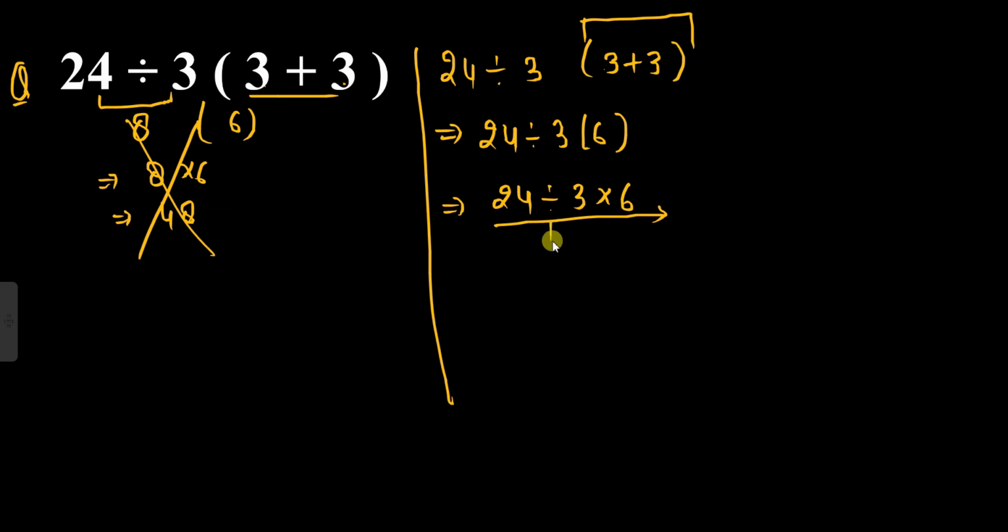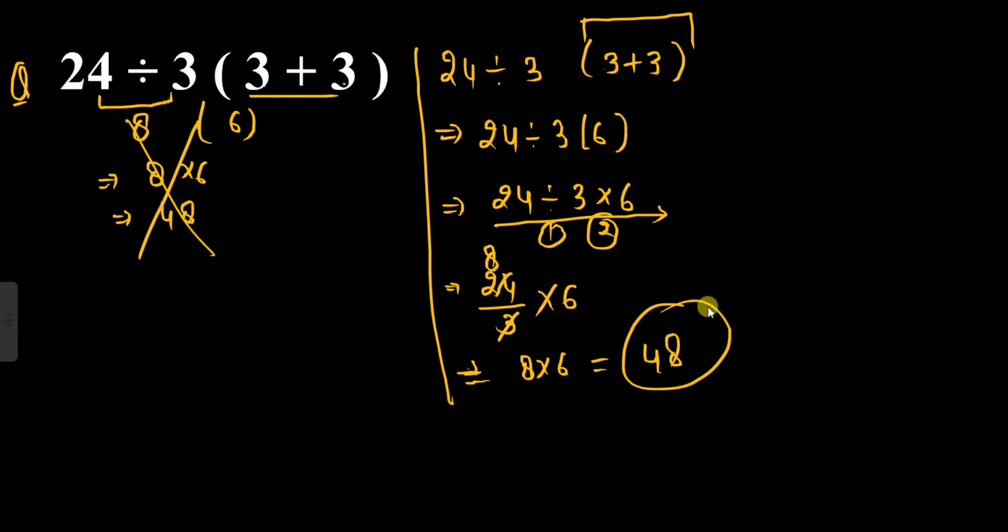Now, moving left to right, we check priorities: first priority is division, second priority is multiplication. So now, 24 divided by 3, then multiplied by 6. 24 divided by 3 is 8. Now, 8 times 6 equals 48. This is the right answer.